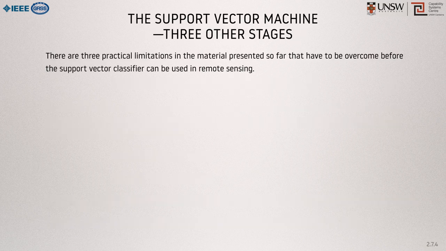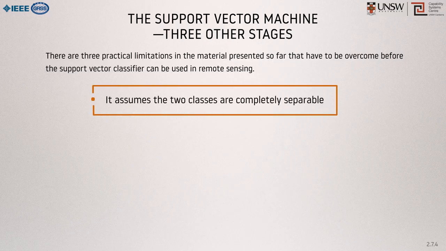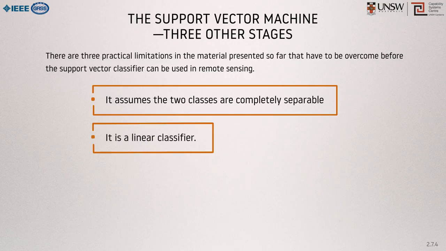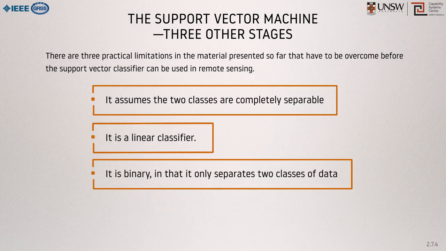We now have to address the next three steps: the problem with the SVM assuming the classes are completely linearly separable, the fact that it is only a linear classifier, and the fact that it is a binary classifier. We now look at the first of those, handling overlapping classes.